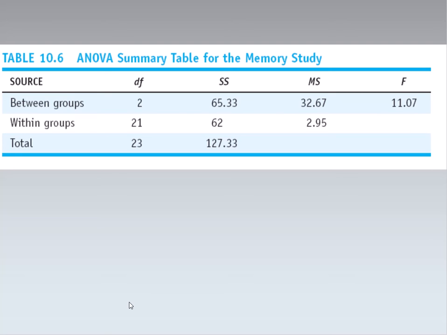Sorry for that brief interruption, but that is part 3, and we will figure out that right now. Mean squared between divided by within gives us 11.07.